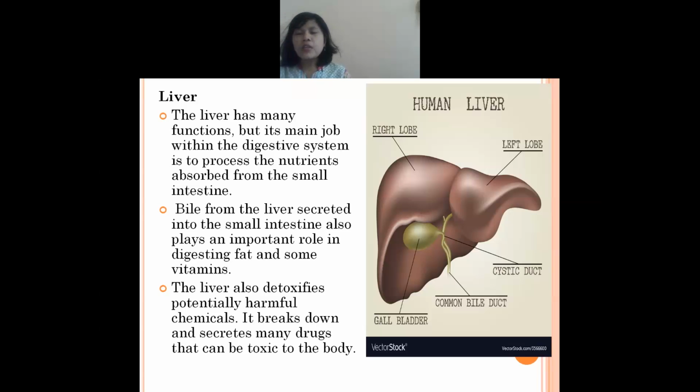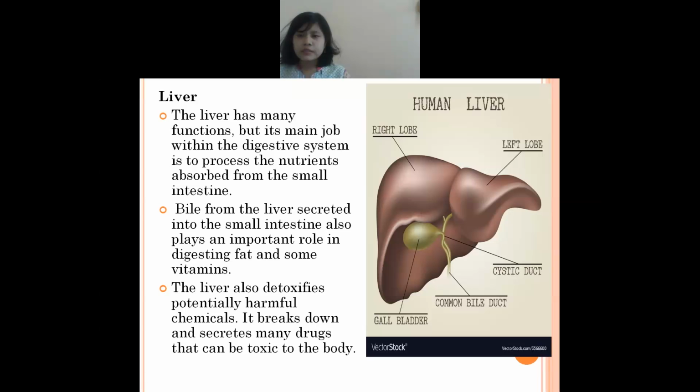And the third function of the liver is what? It will detoxify harmful chemicals. Detoxify means what? They will clean all the unwanted particles which are harmful for your body, which are toxic for your body. Toxic means which is poisonous, which is not good for your body. So these are the three. Are you clear, everyone, about the functions of the liver?